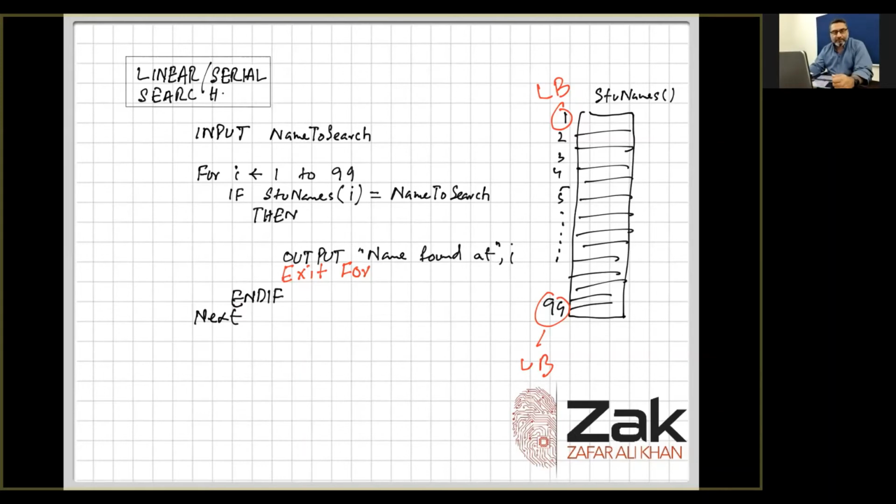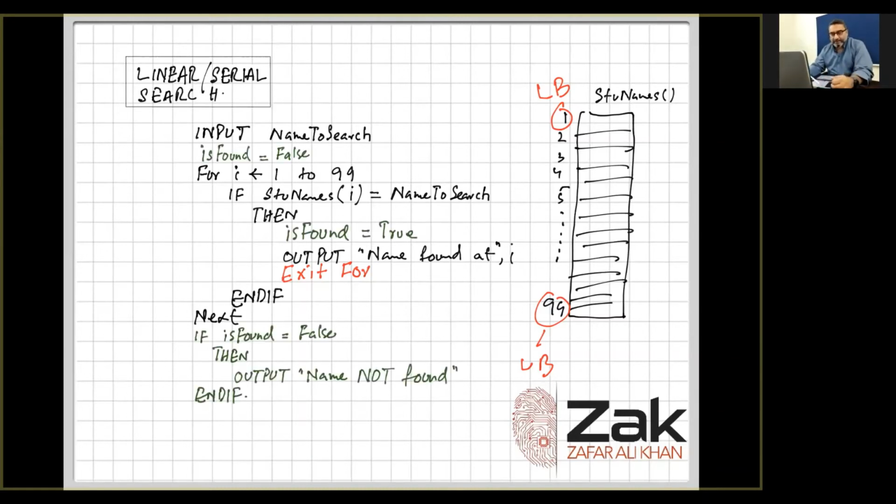But if, for this particular search, we are searching for the names of students, then we have to understand that several students might have the same name, so we should not put this exit for. As many times as the name appears, it will be output.